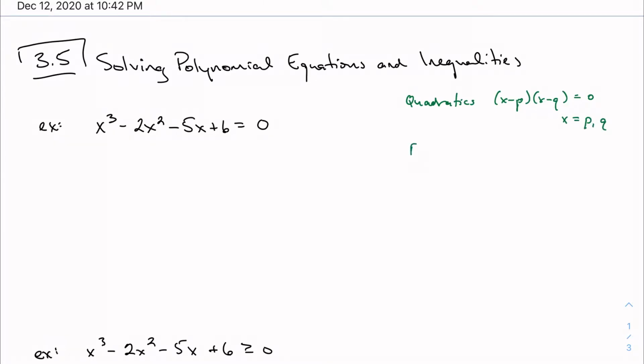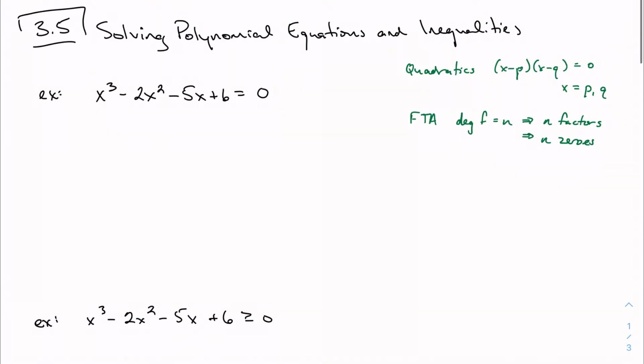And then we've learned from the fundamental theorem of algebra that I can take a polynomial of degree n and split it up into n factors. So if the degree of f is n, then there are n factors, which means there are n zeros. And we've learned from synthetic division and the rational zero test how to do all of this, so there's nothing really to teach here because we really already know how to do it. We're just extending our knowledge out to larger examples.